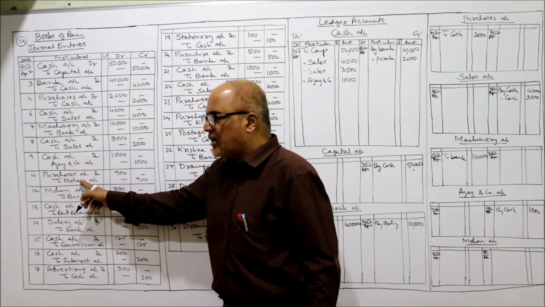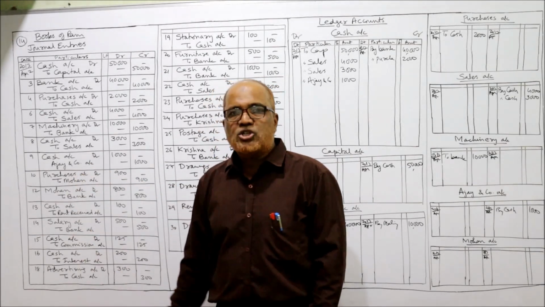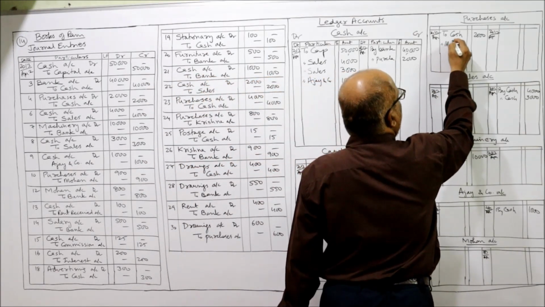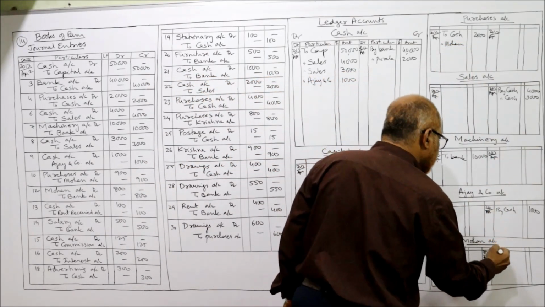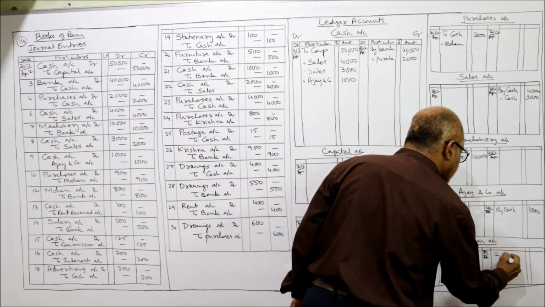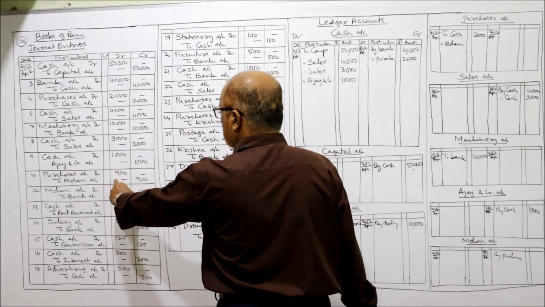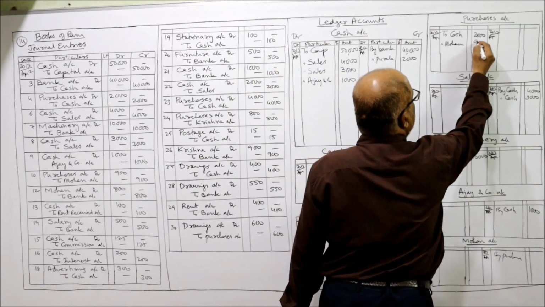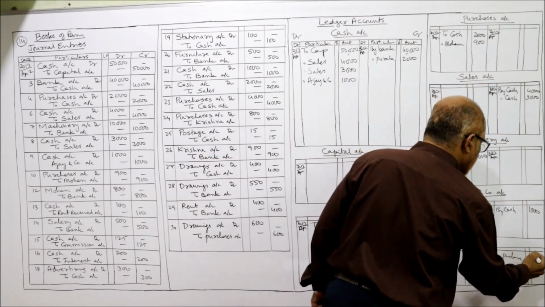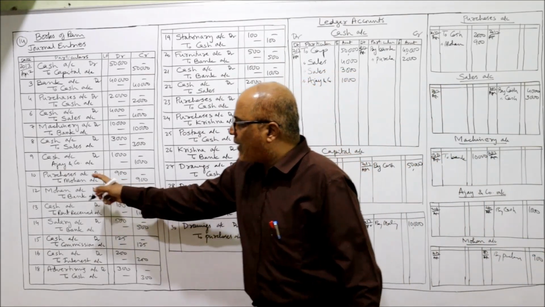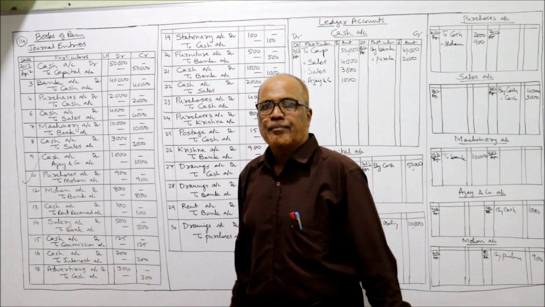Next, purchases account debit to Mohan. So purchases should be debited to Mohan, and Mohan account should be credited by purchases. How much? 900. So purchase account 900, Mohan account 900. That's all. So I have posted up to this 10th entry.